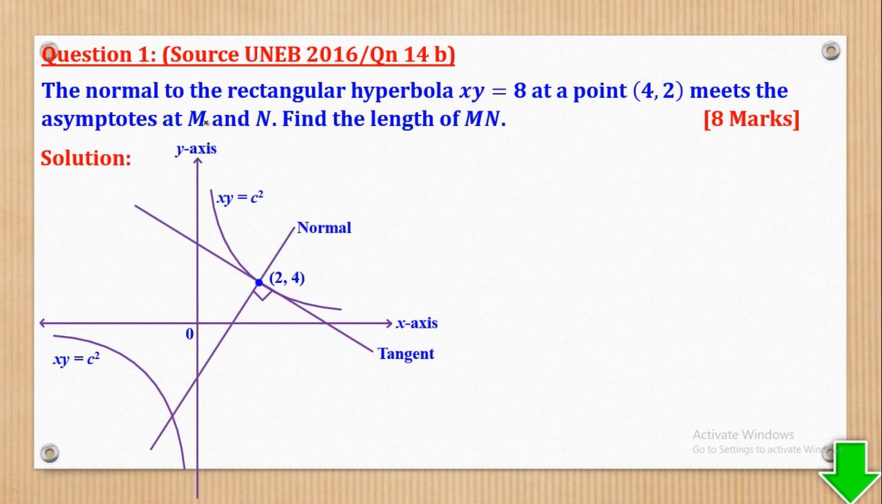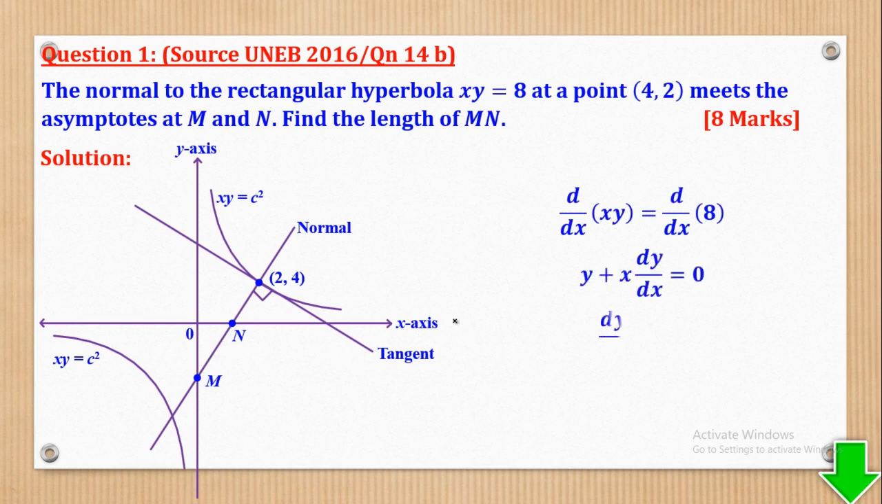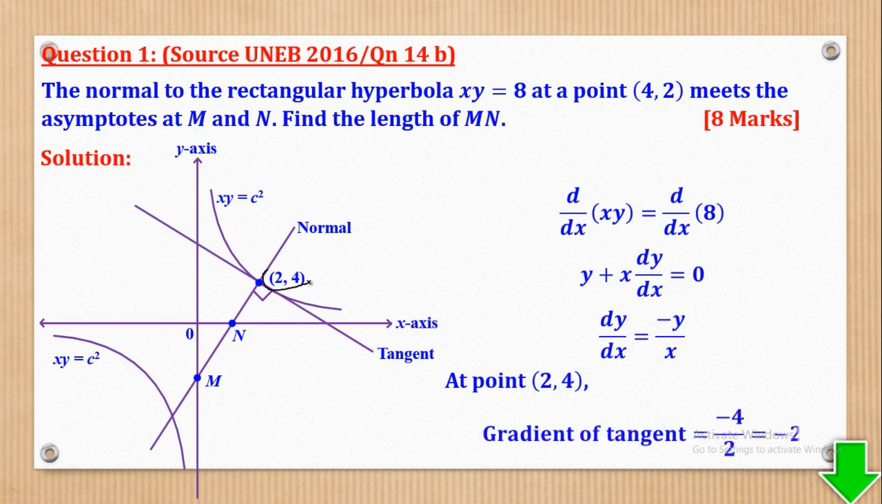Now they say this normal meets the asymptotes at M and N. So one intercept will be M and another one will be N. They want the length of MN, the distance of MN. So we have to get these two points, then get the distance between them. For you to do that, you have to get the equation of the normal. To get the equation of the normal, you first get the gradient function. Differentiating gives you that. Then, substitute the given point to get the gradient of the tangent.